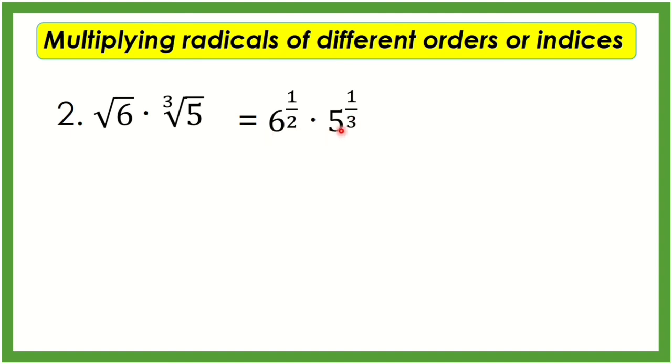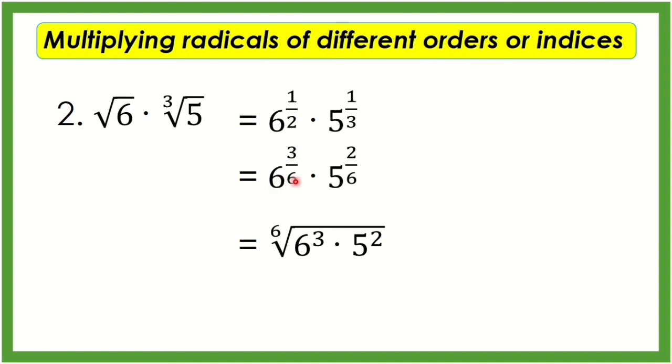And then, gawin nating parehas yung kanilang denominator. Ang LCM ay 6. 6 divided by 2, that is 3. 3 times 1, so we have 3. 6 divided by 3 is 2 times 1, we have 2. The same na ang kanilang denominators. Since magkaiba yung base nila, hindi natin pwedeng pag-addin yung mga numerator. Ang gagawin natin, i-change natin into radical form. Ang 6 raised to 3 over 6 ay equal sa 6 root of 6 cube.